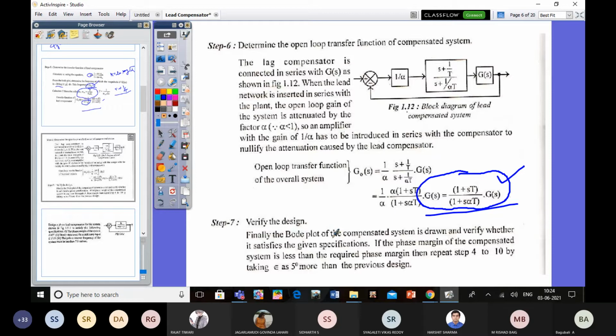System phase margin. The compensated system phase margin is also the same. So how can you draw it for the system and determine the phase margin? Same procedure. Take the compensated system transfer function, do the Bode plot and determine the system phase margin. That phase margin is called the compensated system phase margin. I will tell you those procedures one by one.